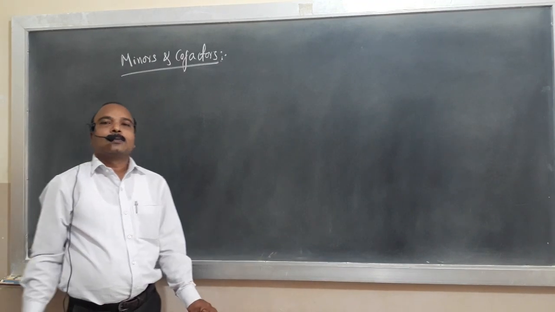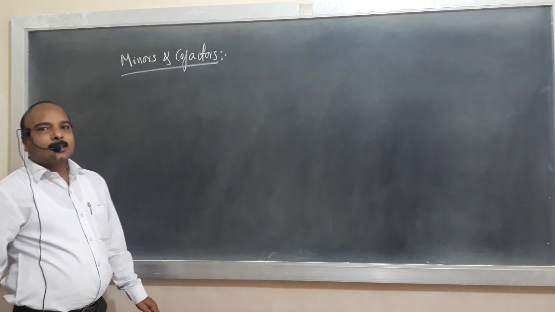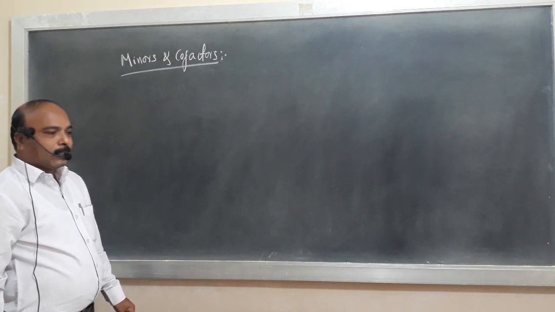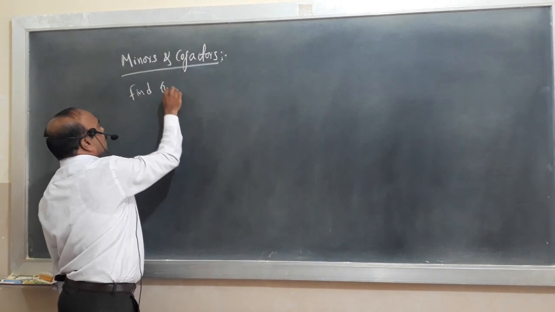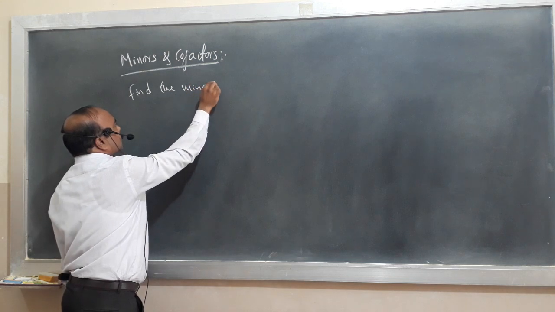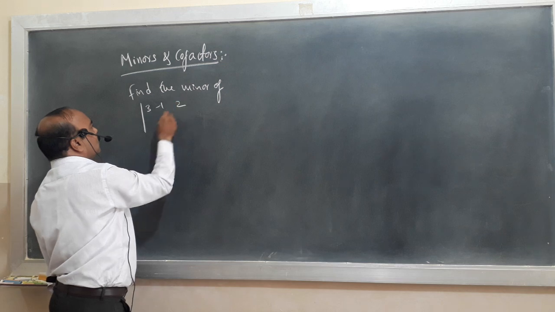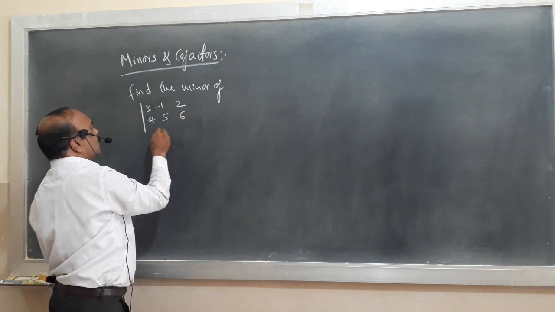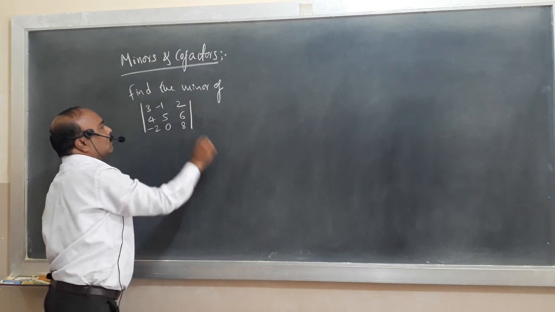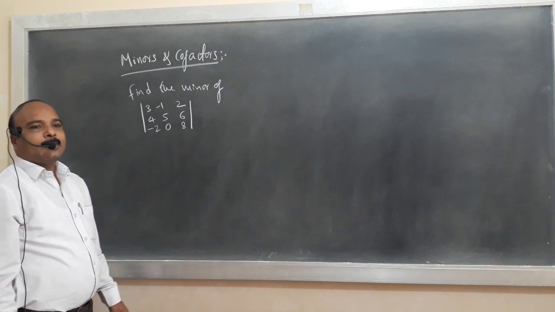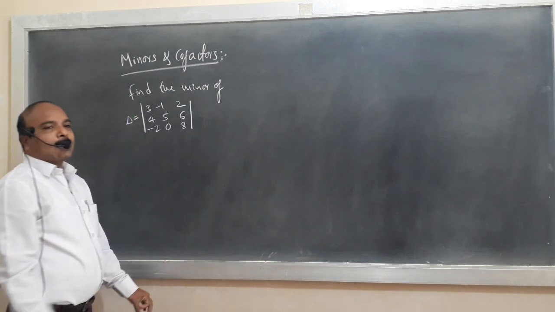Now we discuss how to calculate the minors of a determinant of order 3. For that, we consider one example. Find the minors of the determinant 3, minus 1, 2; 4, 5, 6; minus 2, 0, 8. So it is a third order determinant. Now we take it as delta. Delta is the given third order determinant.